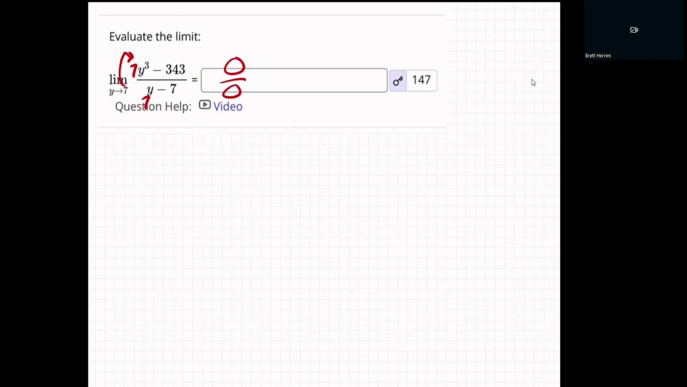The top is actually also 0. If you type into your calculator 7 to the third power minus 343, that's 0. So we get 0 over 0. Now, what does 0 over 0 mean? 0 over 0 is what we call indeterminate or unclear. I'll just say it's unclear.